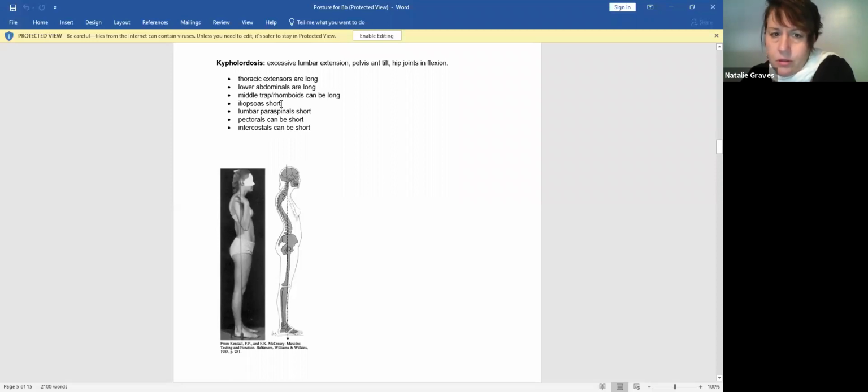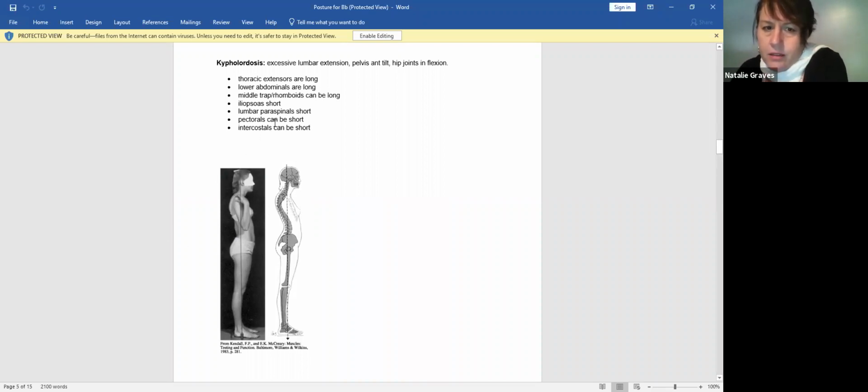Now remember, the iliopsoas only crosses the hip joint. It does cross the trunk, but really it's the one joint hip flexor. Then again, the lumbar paraspinals, the lumbar extensors are too short, therefore they are going to tend to be strong. We need to go in and pick up how do we know that those are strong, and we'll talk about manual muscle testing those.